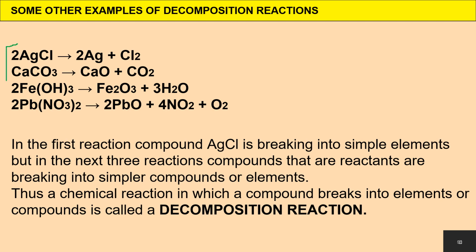See carefully. In the first 3 reactions, the compound is breaking into 2 elements or compounds. These are 2 elements and the rest are compounds. These are compounds: calcium oxide, carbon dioxide, iron oxide, and water. But in the last reaction, lead nitrate is breaking into 3 components. 2 are compounds and 1 is an element.